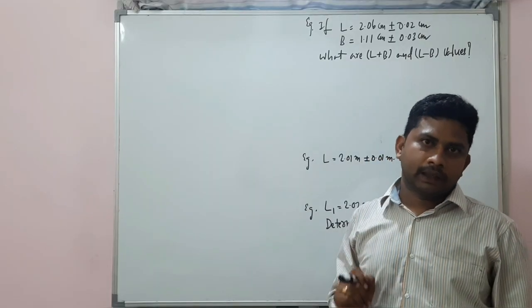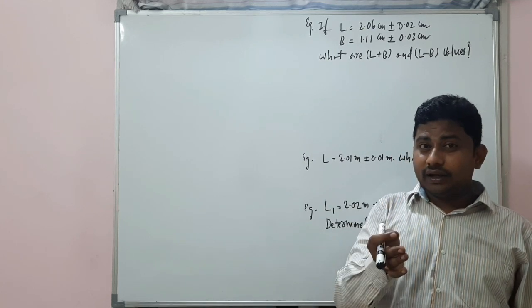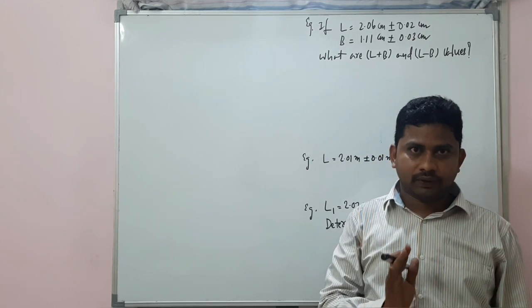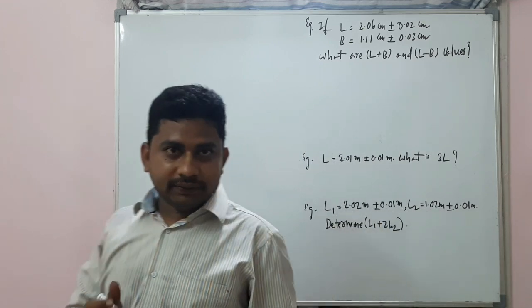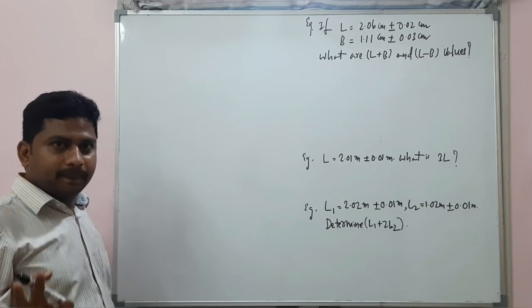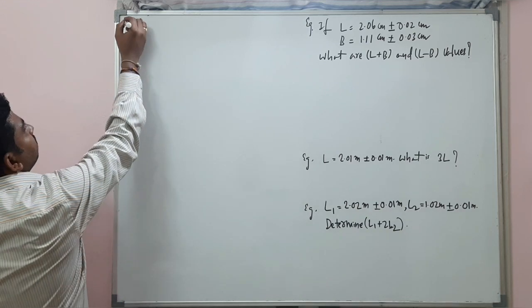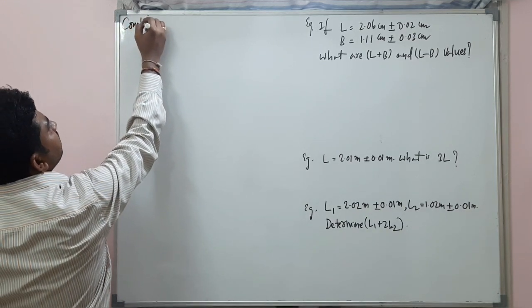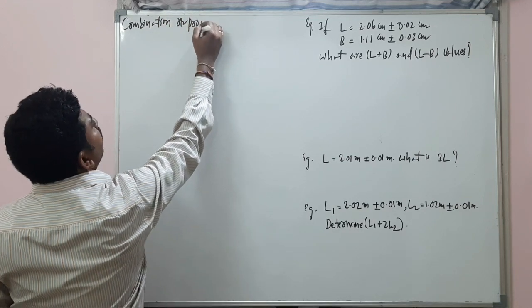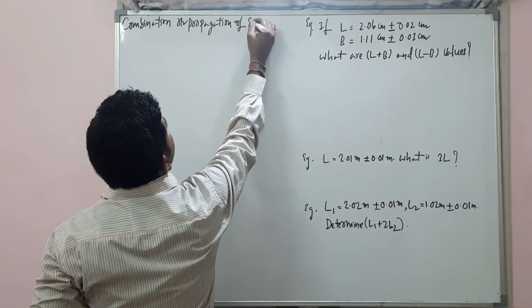My dear students, let's move on to another topic. See, error basics we have learned. Different types of errors also we have learned. Now, the topic is, see, forget about this part, whatever I had written already. We'll come to that point. So the topic is combination or propagation of errors. What is that?